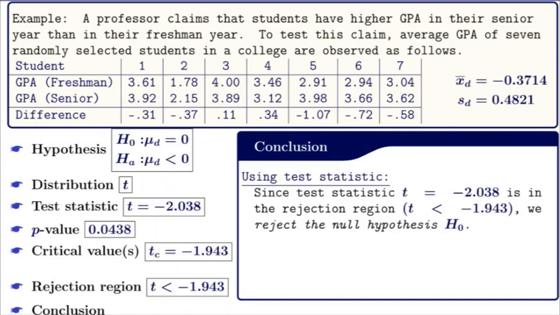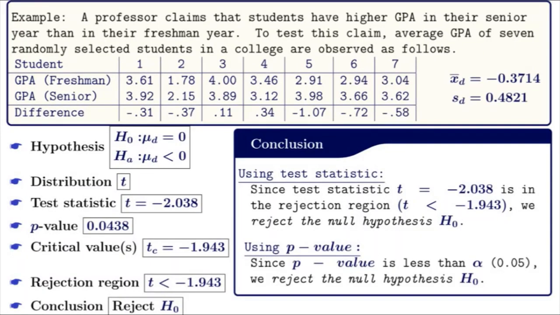Now, to draw the conclusion, we will see if the test statistic falls on the rejection region. So let me draw the rejection region again. So our critical value is here, which is negative 1.943, and our test statistic is negative 2.038. So let's say that's over here, negative 2.038. So from this diagram here, we can see that test statistic is in the rejection region. We reject the null hypothesis.